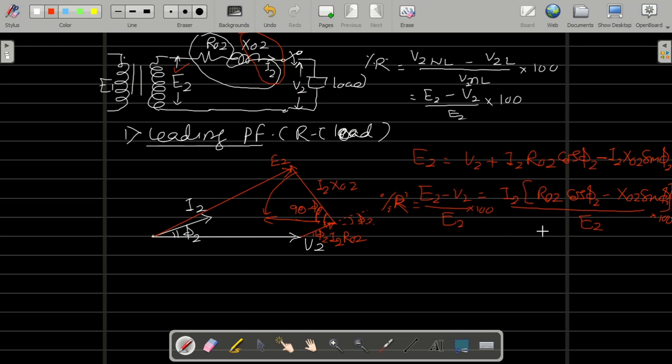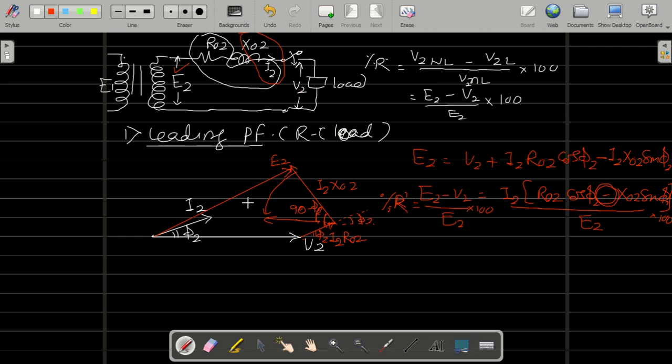So you can say we have the same formula, but here in the leading case there is a minus sign. Be careful about it. In case of regulation with lagging power factor it is plus sign. In case of leading power factor it is minus, because this component is coming back, opposite. V2 is going here, I2 R02 horizontal component will go here, but this will be opposite. That's why it is minus.